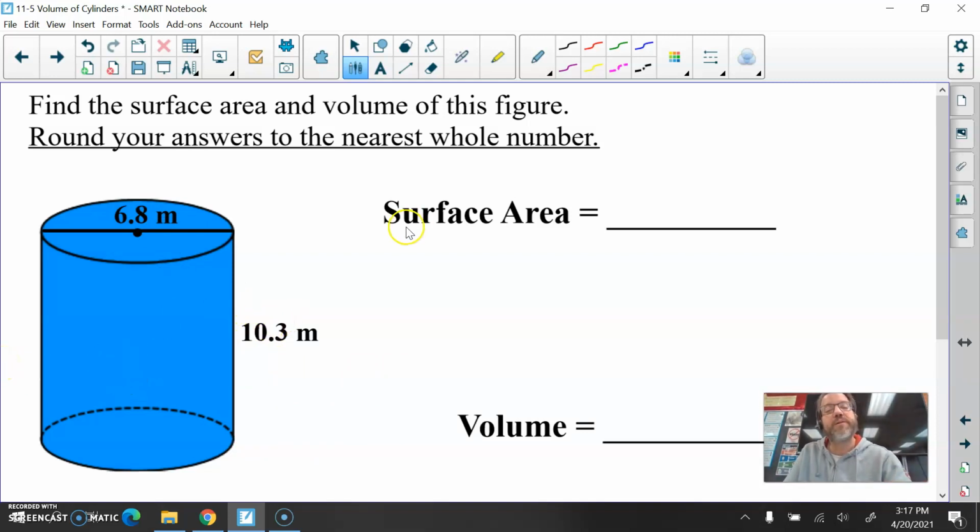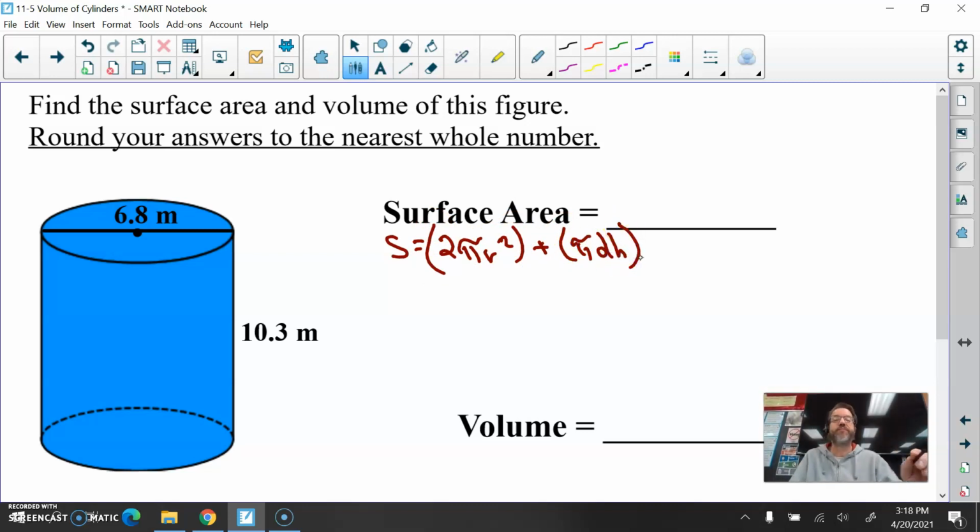So our first step, write down our formula. Surface area equals 2 pi r squared plus pi dh. We learned about that in our last lesson. So let's fill in what we know. I'm going to write down what r equals, the radius, and what d equals, the diameter. I'm given the diameter. See how this in the drawing goes all the way across the circle? So 6.8 is the diameter. The radius would be half of that, or 3.4.